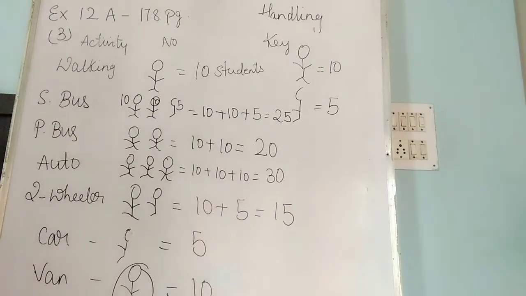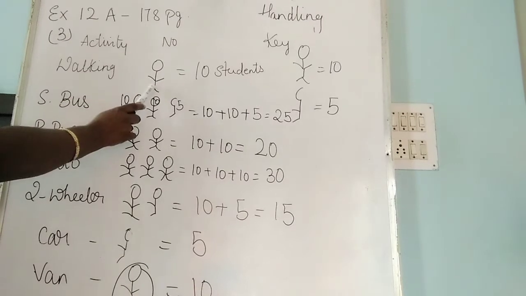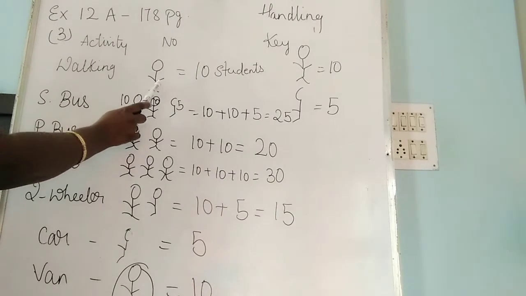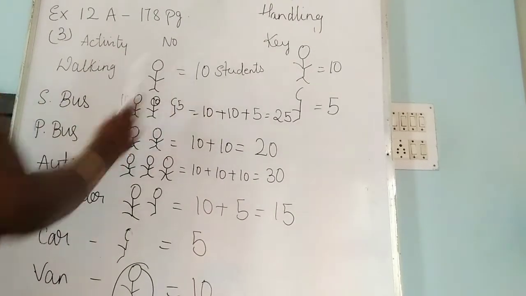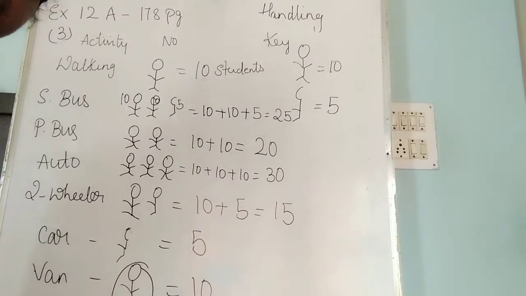Okay, it is very easy. Using the key given, you need to find out the numbers. Walking, it is one doll. So one doll represents 10 students. Okay, understood? One doll represents 10 students.